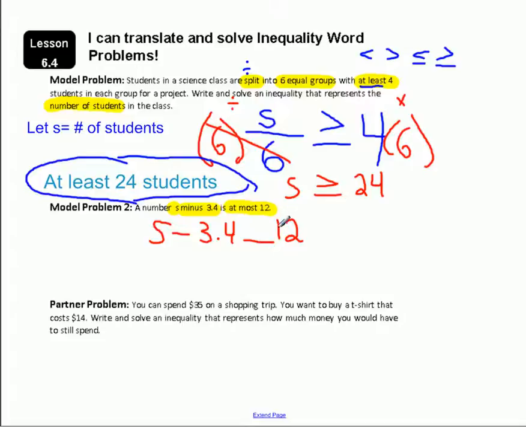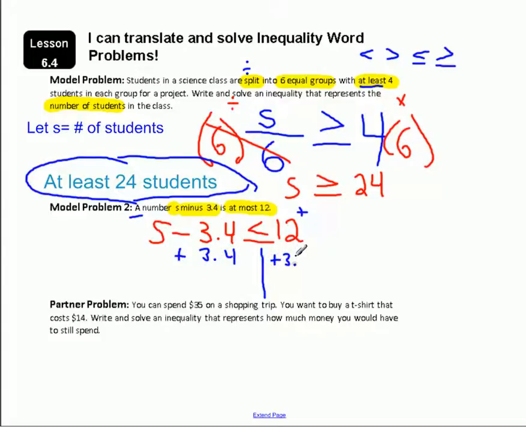But most likely, if it's at most 12, the most it could be is 12, that means it has to be less than or equal to 12. Now that I wrote a subtraction problem, I need to add to solve it. So I'm going to add on both sides. What am I adding? I'm adding the number that is on the same side as my variable.